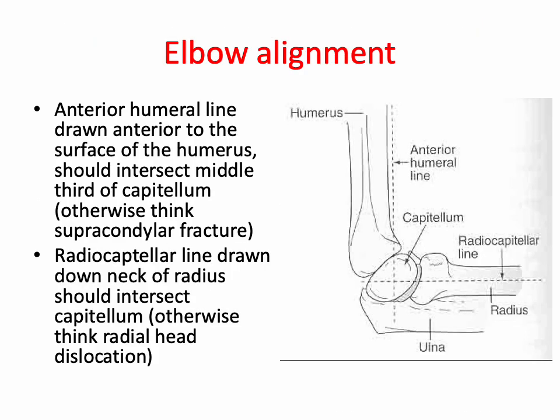So it's important to look at the alignment about the elbow, particularly important, I should say, in paediatric populations. And there are a few lines that we talk about around the elbow. There's the anterior humeral line, which is drawn on the anterior surface of the humerus, which should intersect the middle third of the capitellum, and the radiocapitellar line, which is drawn down the neck of the radius and should also intersect the capitellum. If there are abnormalities in these lines, you can think either a supracondylar fracture or a radial head dislocation for the anterior humeral line and radiocapitellar line, respectively.